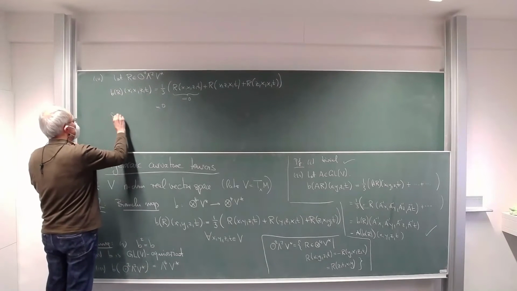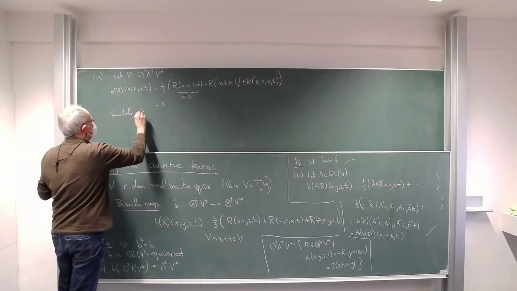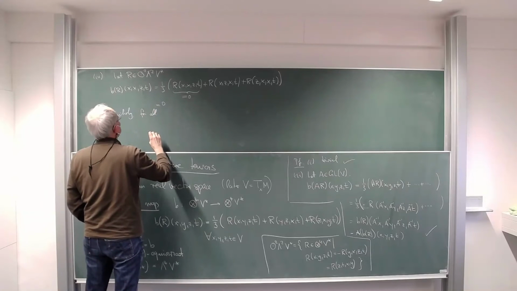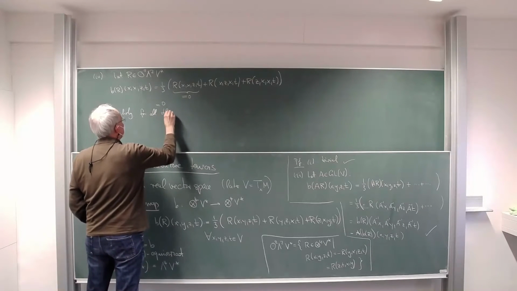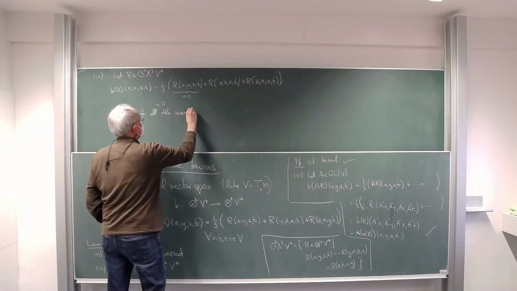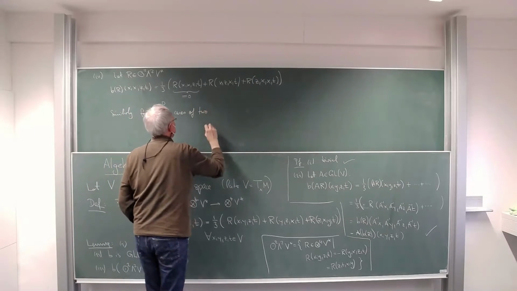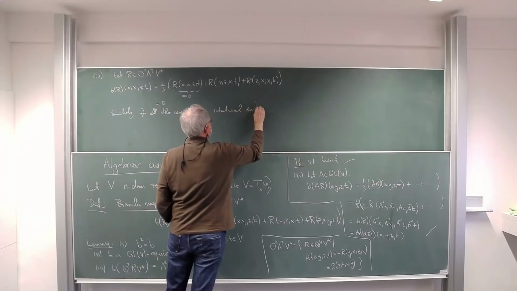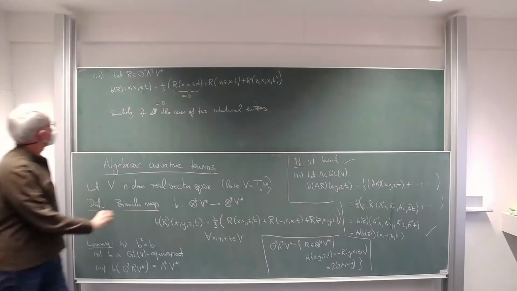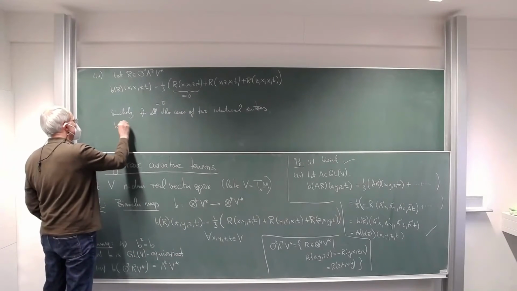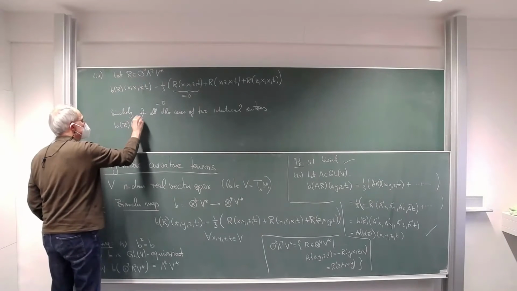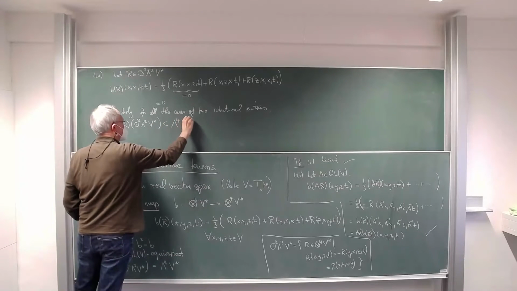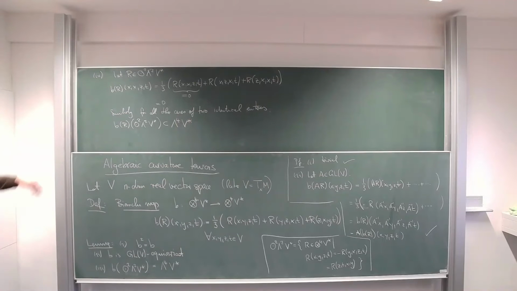Similarly for other cases of 2 identical entries. So this shows that B of R applied to the space is contained in the space of totally antisymmetric tensors.